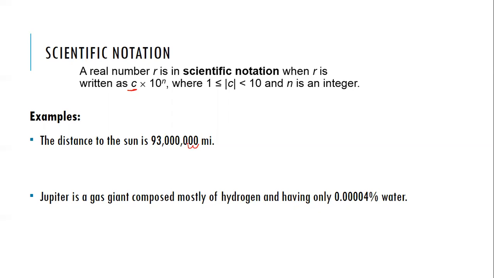So we have 1, 2, 3, 4, 5, 6, 7. Now my C value is 9. I need to write 9.3. There you go, 9.3. And I had to move 7 times. So my scientific notation is 9.3 times 10 to the 7th. And notice that it's positive because I started with something really, really big.